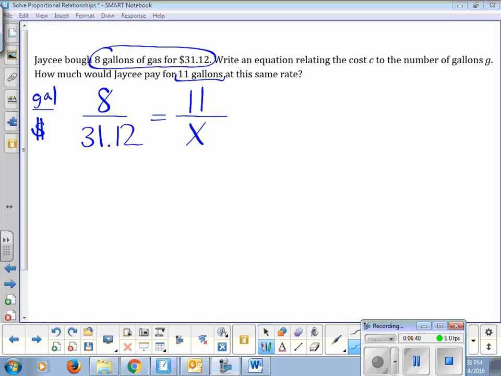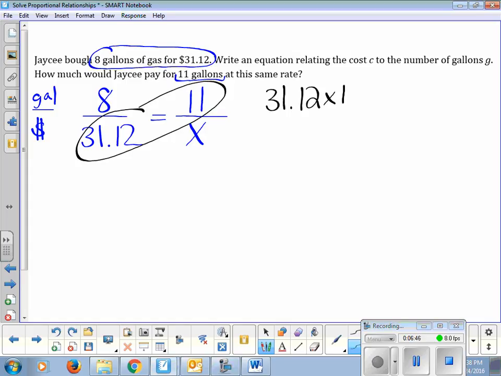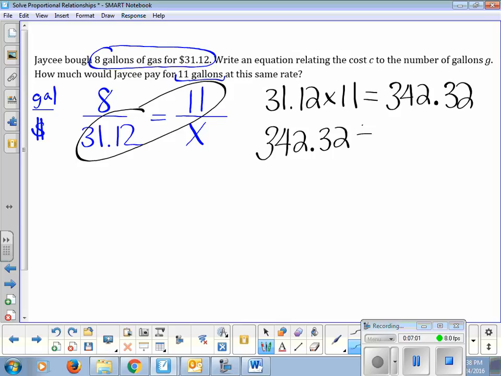When we cross multiply, we're multiplying these two numbers. $31.12 times 11 gives us what? $342.32. I want to take that value and divide by our leftover number. What number is left over? 8. And what is this value divided by 8?